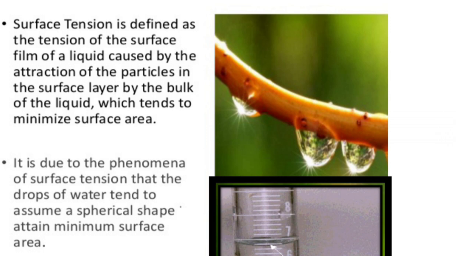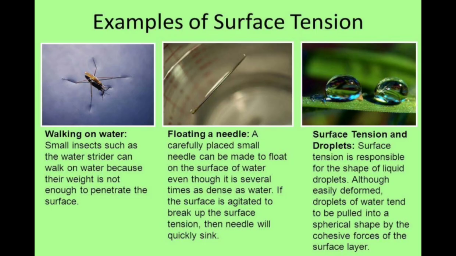Let's look at the definition of surface tension. Surface tension is defined as the tension of the surface film of a liquid caused by the attraction of the particles in the surface layer by the bulk of the liquid, which tends to minimize surface area. It's due to the phenomenon of surface tension that drops of water tend to assume a spherical shape with a minimum surface area. Examples of surface tension: walking on water.